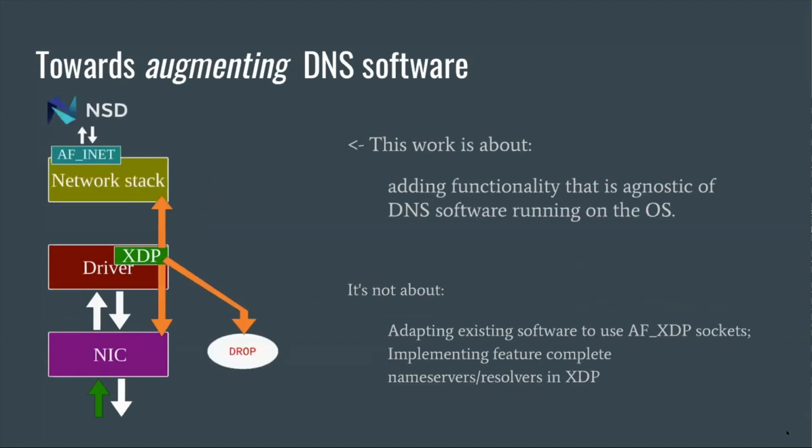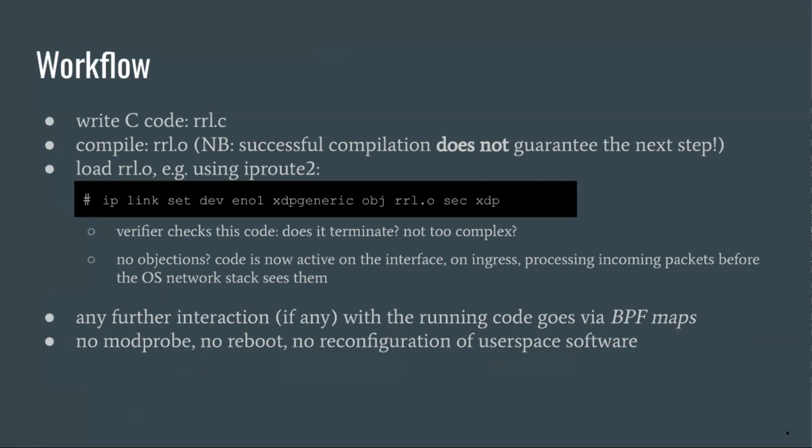So one more time, what we're focusing on here today is we try to augment DNS software, existing running DNS deployments, if you will, by using a subset of the return codes I just explained. So we can drop certain things, we can send it back out of the NIC, or we can actually pass it on to something running on the operating system. We are not focusing on adapting existing software to use the special AF_XDP sockets, and we're not going to re-implement everything in XDP.